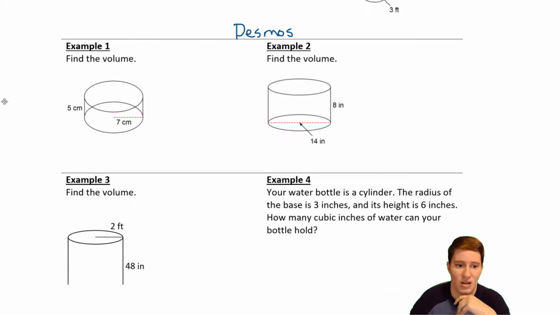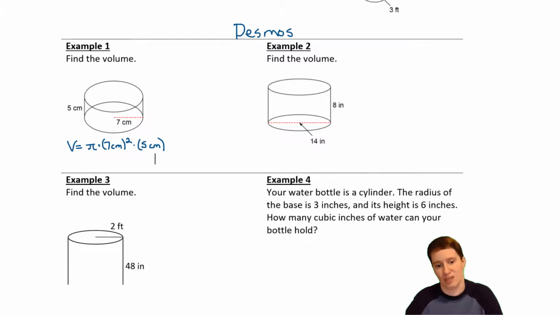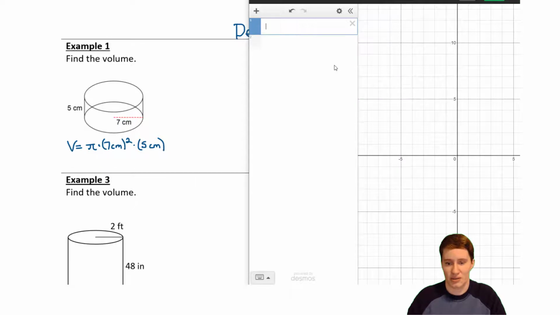So we'll use this to help us with our calculations here. Example 1 says find the volume. We've got a radius of 7 centimeters and a height of 5 centimeters. Our formula is V equals pi times the radius squared, the radius is 7, times the height, which is 5 centimeters. So what we need to do is pi times 7 squared times 5. If we're doing this by hand, we'd do 7 squared, which is 49. Then I would recommend doing 49 times 5, which is a big number, and then we'd take that and times it by 3.14.